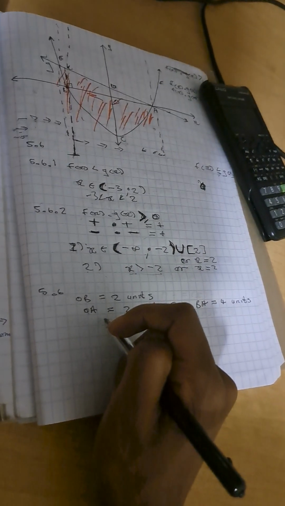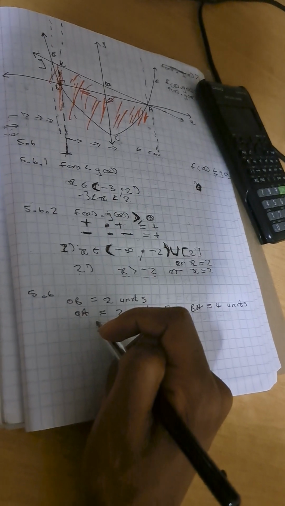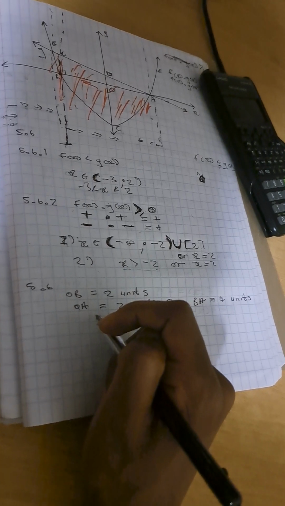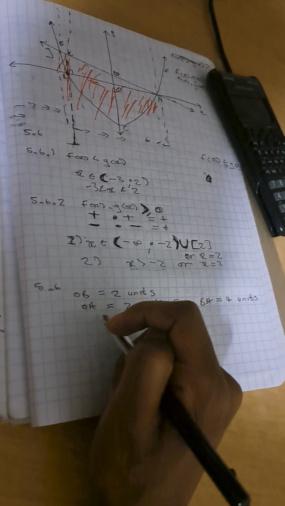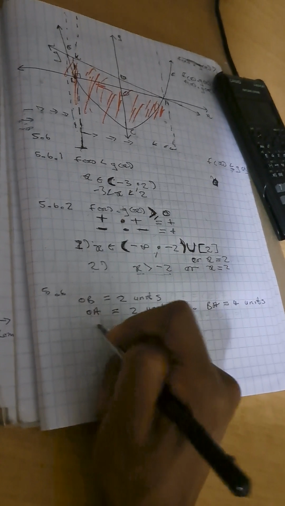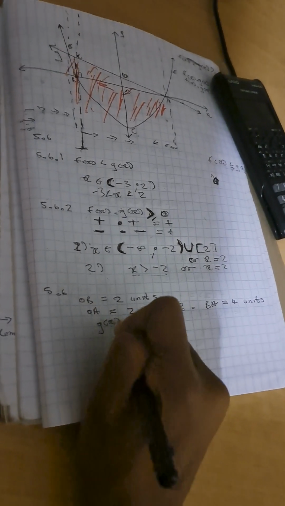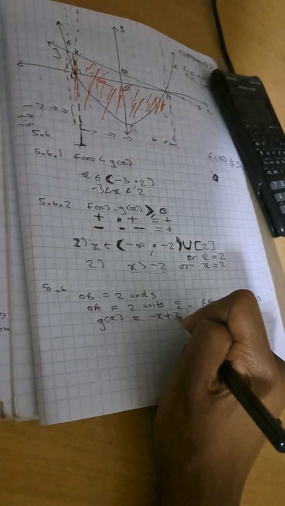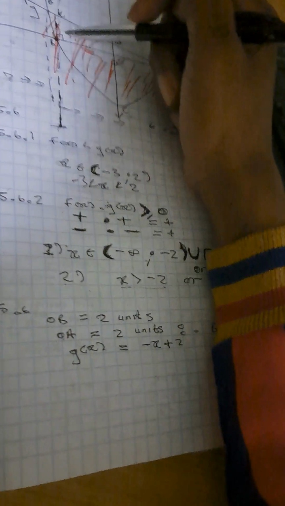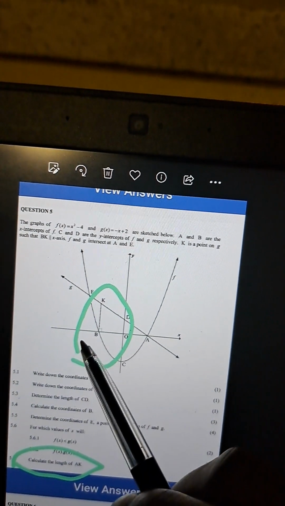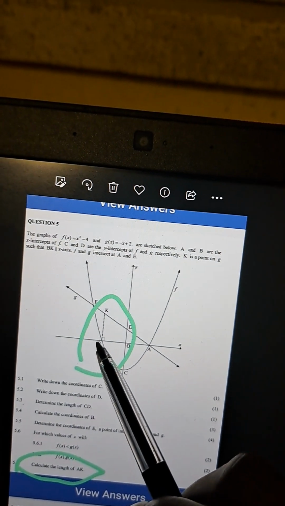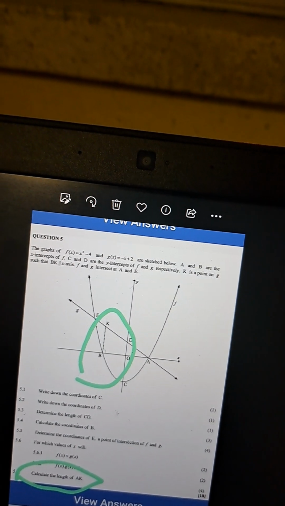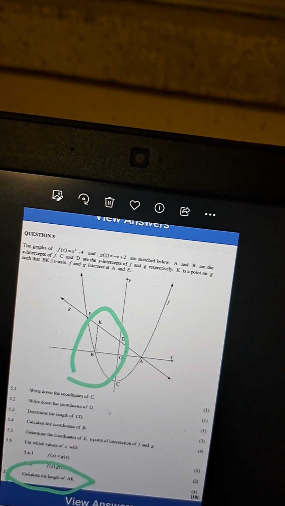And KB, in order for us to find the length of KB, we just need to find the y coordinate of K, and we know K is on the function g of x is equal to negative x plus 2. We know KB is a vertical line. Let me tell you something. Listen properly. Listen very well. Vertical lines and horizontal lines.